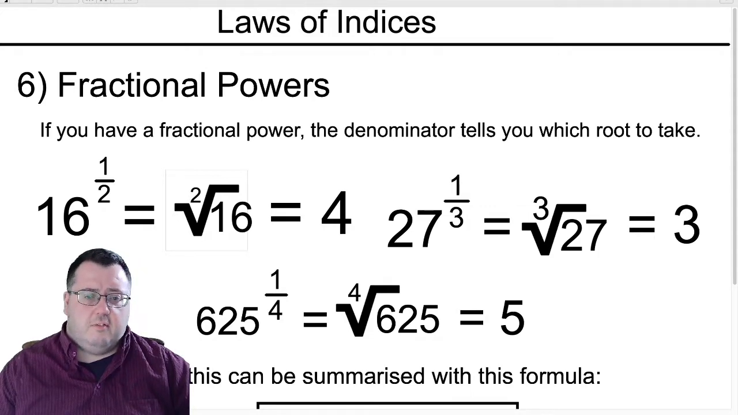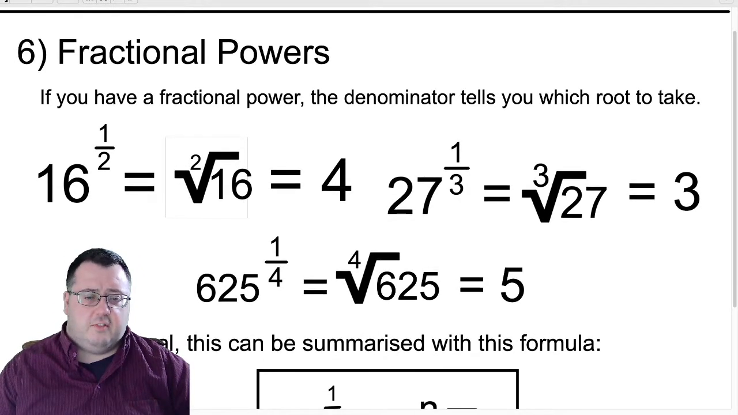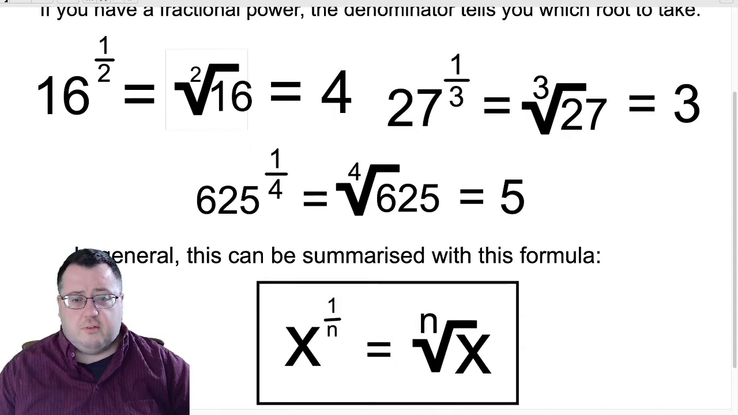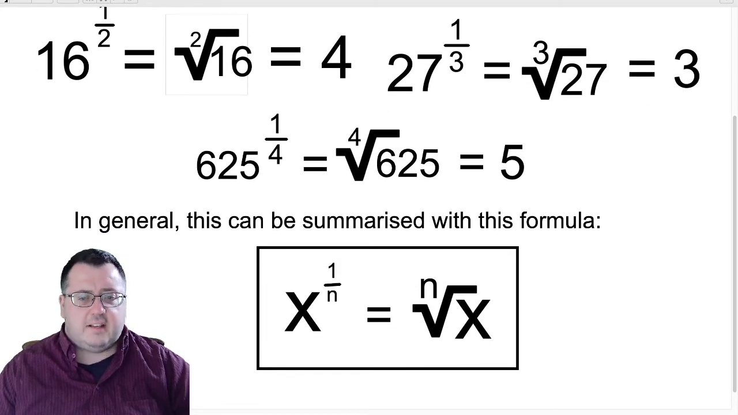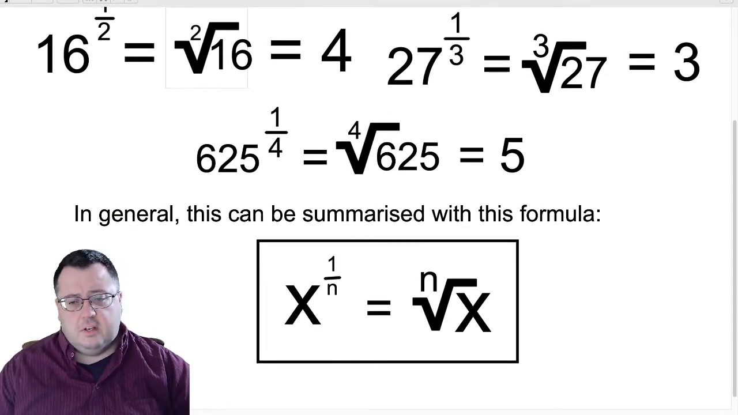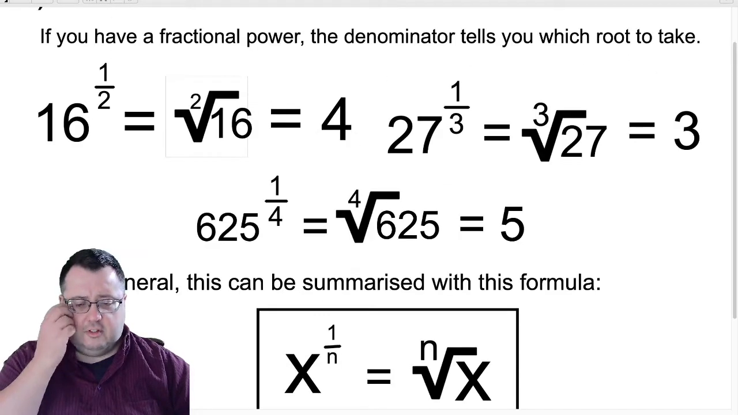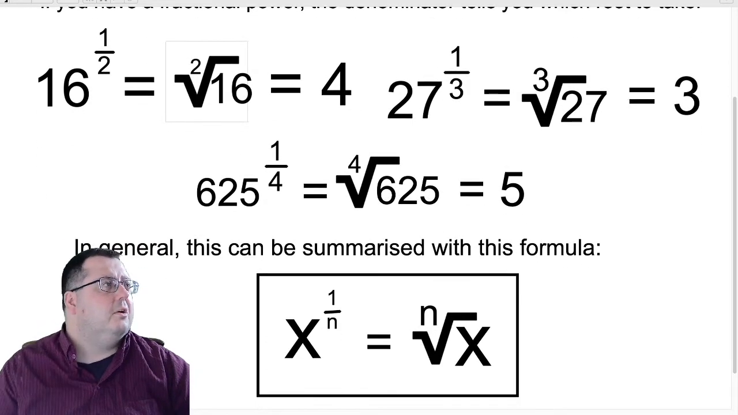And similarly for 625, if it's raised to the power of a quarter, it will be the fourth root of 625, which will be 5. In general, this can be summarized with the formula x to the 1 over n is equal to the nth root of x. So this is perhaps the most difficult law to remember, but it's quite easy once you know how to deal with it.